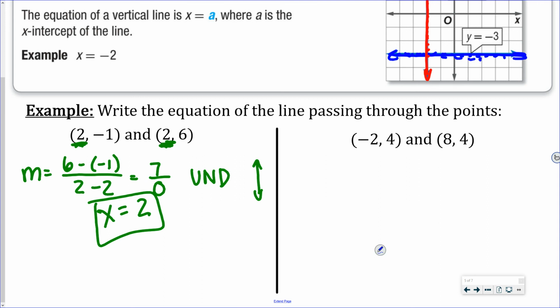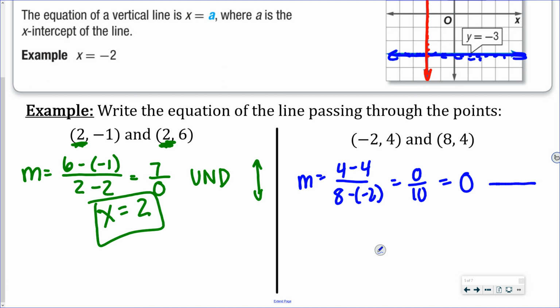All right, next one. 2 points. Let's calculate the slope. 4 minus 4. y2 minus y1. 8 minus negative 2. You get 0 over 10, which is 0. Which is what type of line? Horizontal.